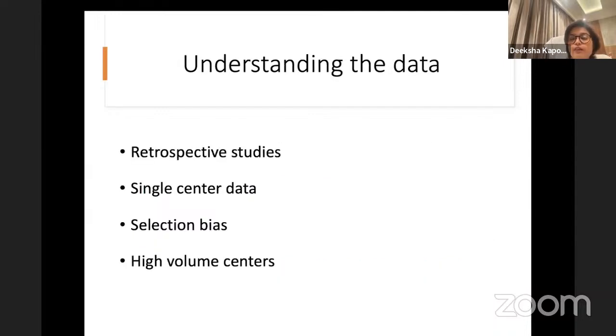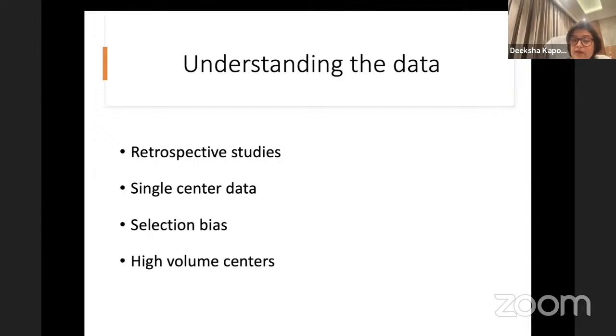But whenever we look at the data for a pouch surgery, we must realize that most of these series are retrospective studies. And most of these are single center data. In the meta-analysis that I showed from Journal of Crohn's and Colitis, which quoted data of 20 studies, about 16 of them were retrospective studies and 4 being prospective. Because of this, there is a huge selection bias.